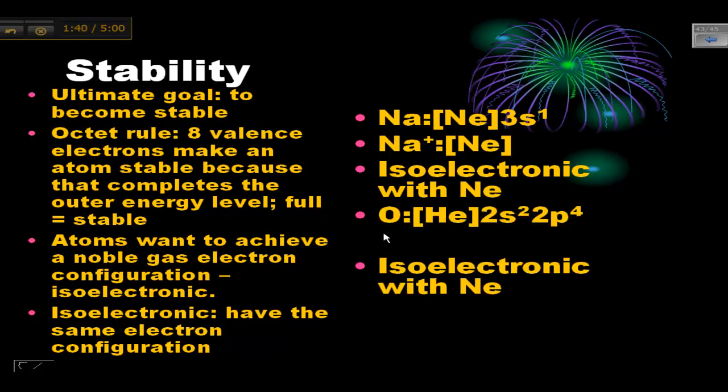So oxygen, its electron configuration is 2s2, 2p4. So it has 6 valence electrons. It only needs 2 more to have this p sublevel complete so that its S and its P would be full. So it gains 2 more electrons, and because it has 2 more electrons, that means it has a total of 10. Compare that to 8 protons and 10 electrons, we get a -2 charge. So it's isoelectronic with neon. So this sodium ion is isoelectronic with the oxide ion, and those are isoelectronic with neon.